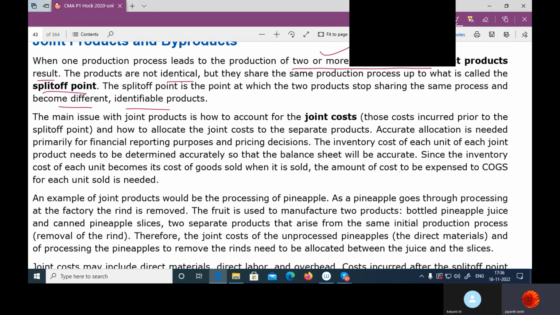Now, the main issue with joint products is how to account for joint cost, those costs incurred prior to the split off point, and how to allocate the joint cost to the separate products. So for that, we should see some methods, correct?